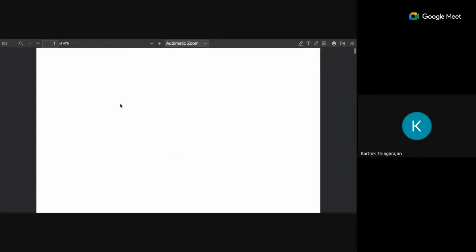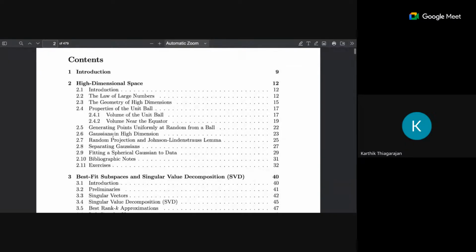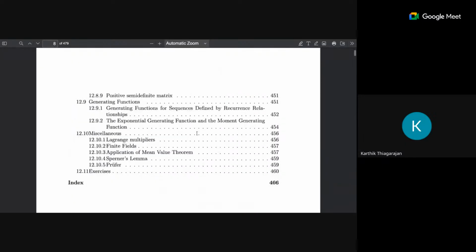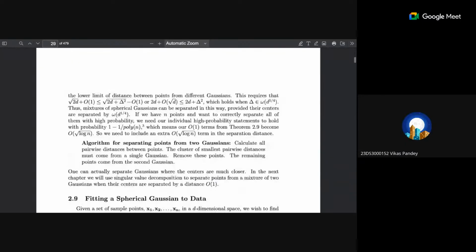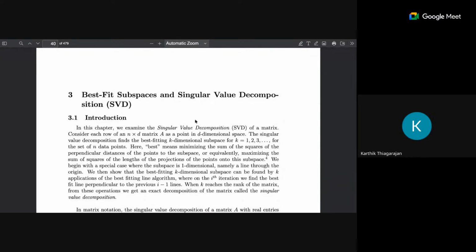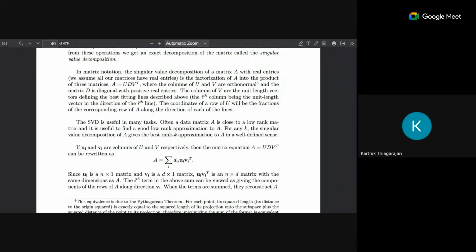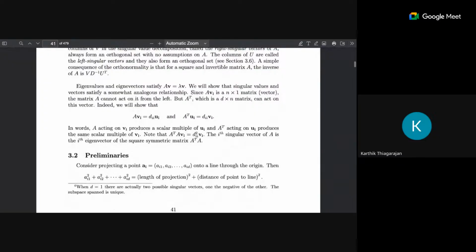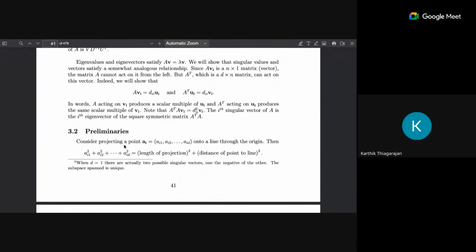This discusses PCA, but in the context of SVD. There is a section on best fit subspaces and singular value decomposition, around page 40 to 50. It starts with singular value decomposition, but then it also explains the whole idea of projecting points onto a line.